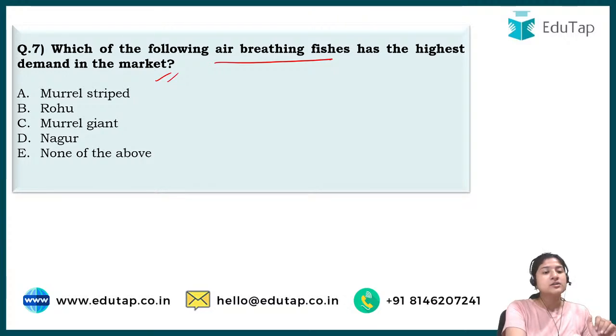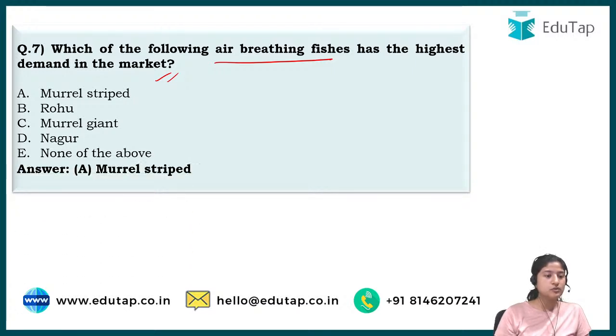And in this year 2021 there were 3 questions from fisheries alone in phase 1. So in phase 2 there are high chances that questions will come from fisheries as well. So here, many of you said the wrong answer to this. Only Gaurav has said A, that is mural stripped.